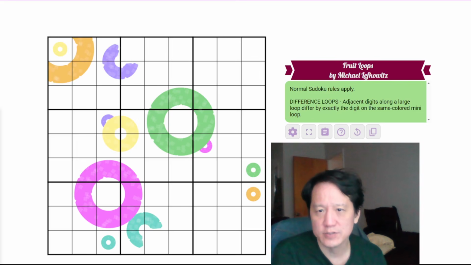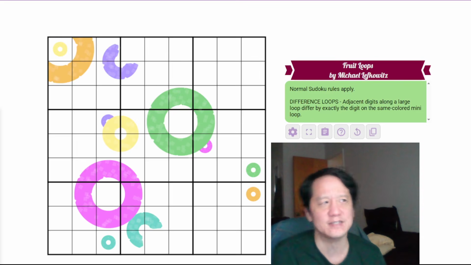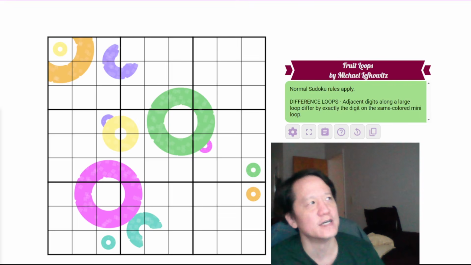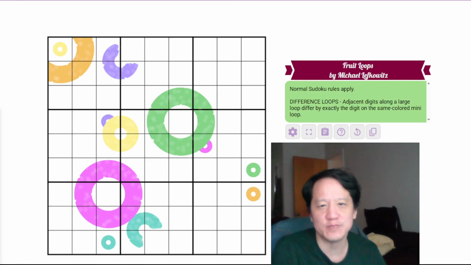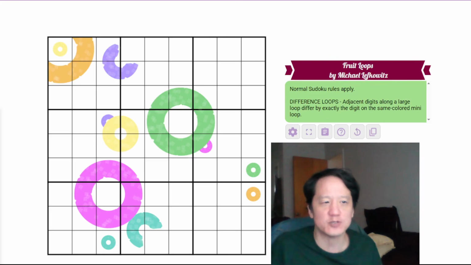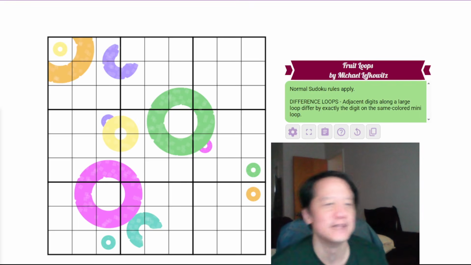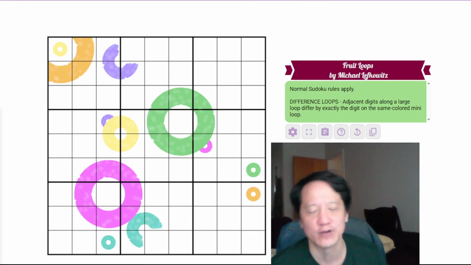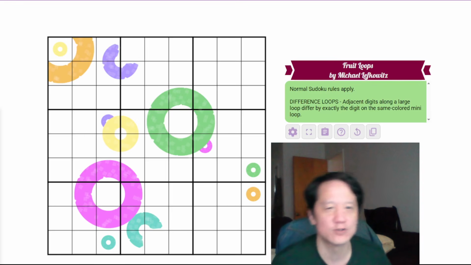Today's puzzle is called Fruit Loops, which I think is still a child's cereal. Well, I guess you can eat it as an adult too. Basically, you have loops that are different colors, supposed to be different flavors of fruit, but they didn't actually have fruit in them. It was basically just fruit flavoring. This is by Michael Lefkowitz, and here are the rules.